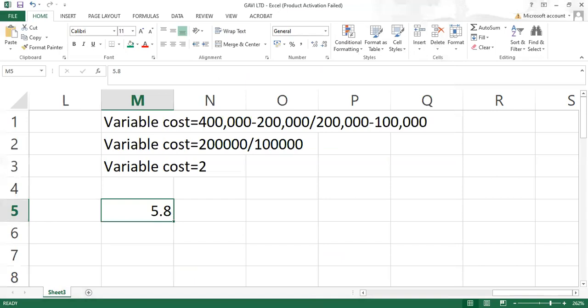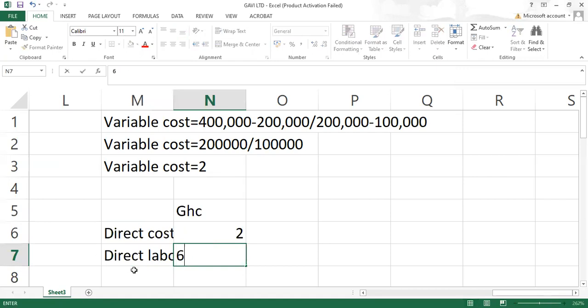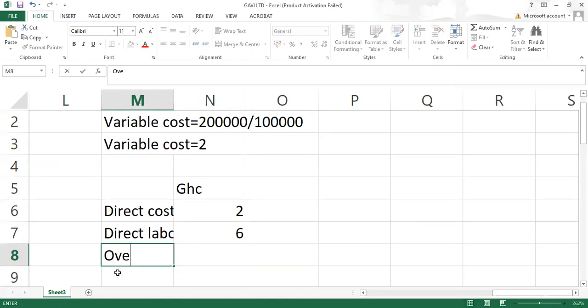The question says we should find the total variable cost per unit. So how do you find it? The direct material cost per unit is 2 cedis. Direct labor is 6. And the variable cost for overhead is 5.8. So what will be our total variable cost per unit now?